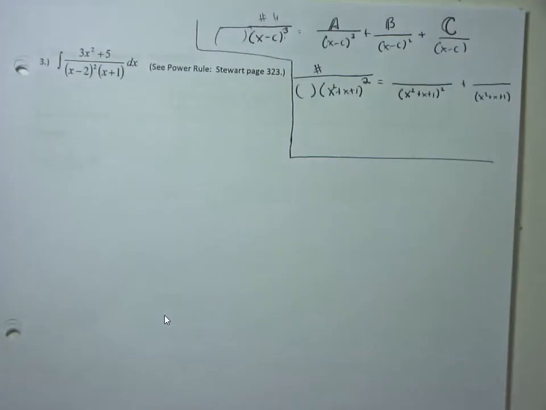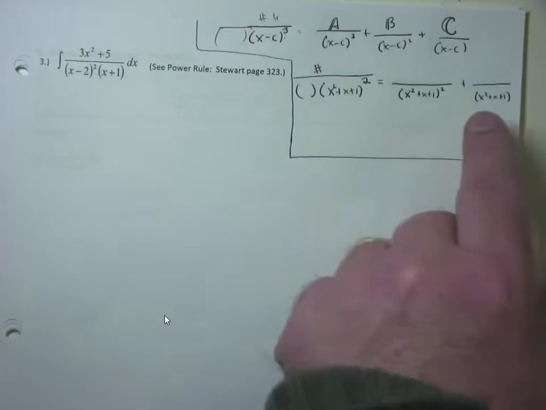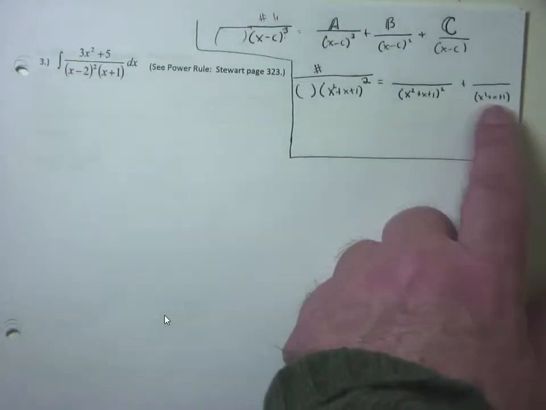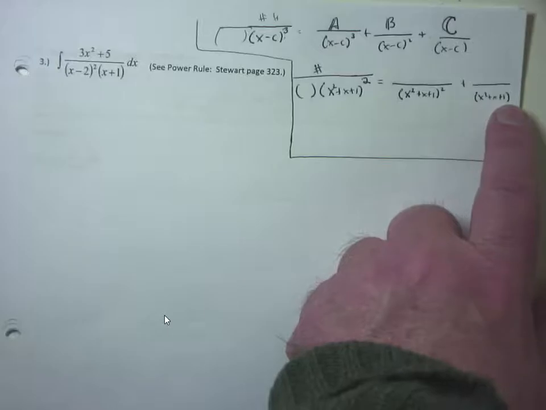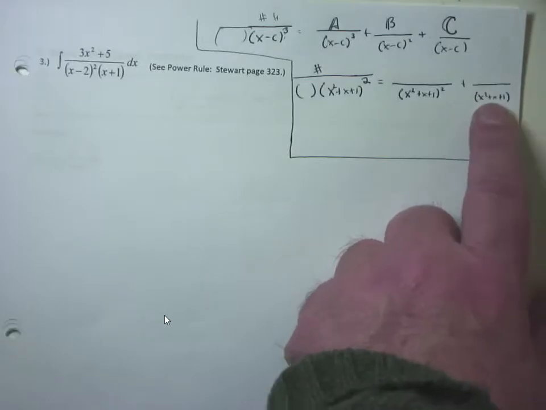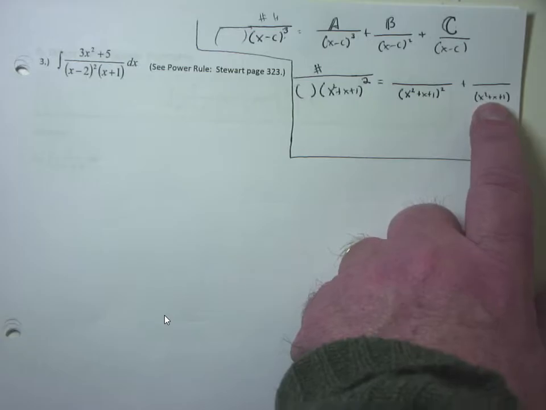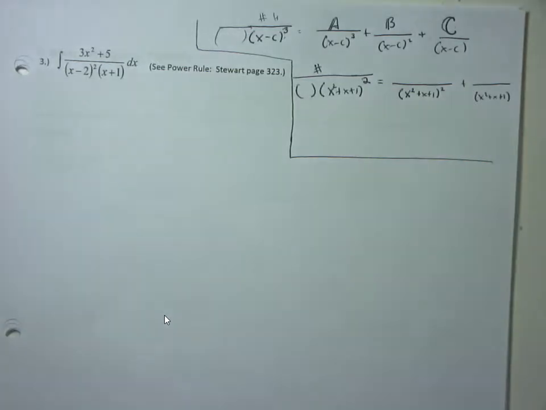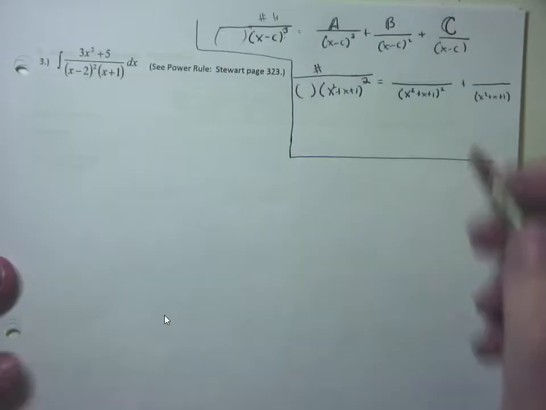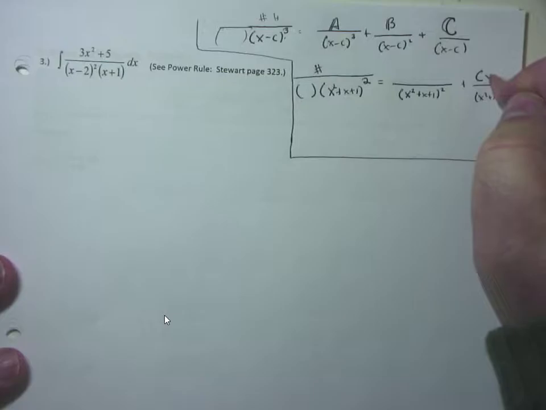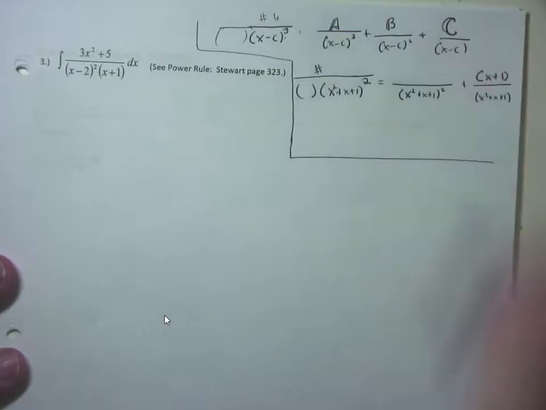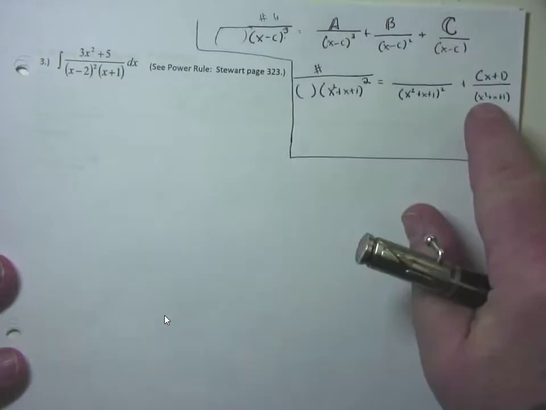But let's see if you learned anything from last time. Look at the smallest power here. It is x squared plus x plus 1 to the first power. Since this guy is a quadratic, what style of numerator is this guy going to have to be? A degree less than a quadratic. It has to be linear. So linear would be something like cx plus d. It's going to look like cx plus d, and the same goes for the squared term.